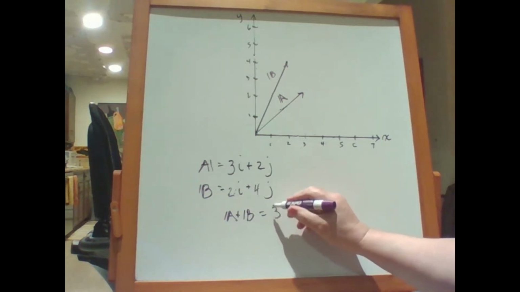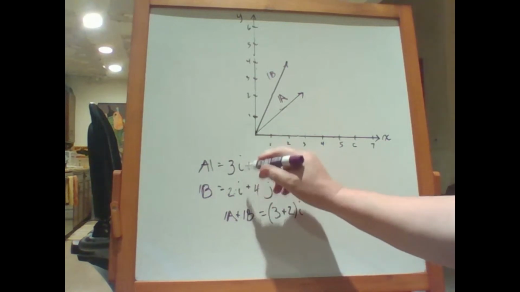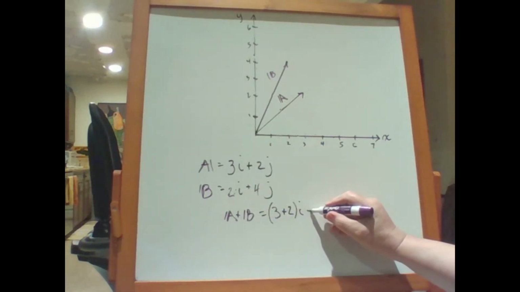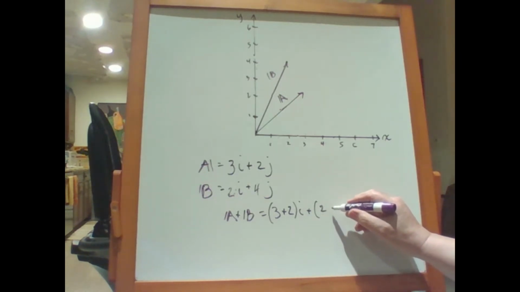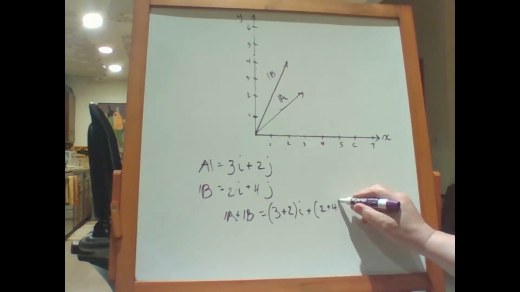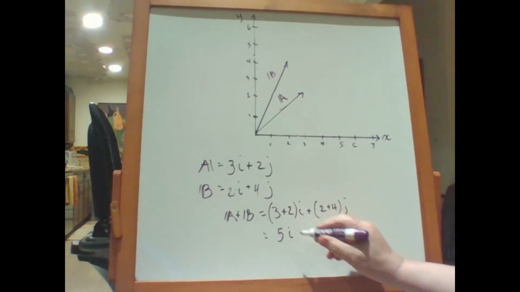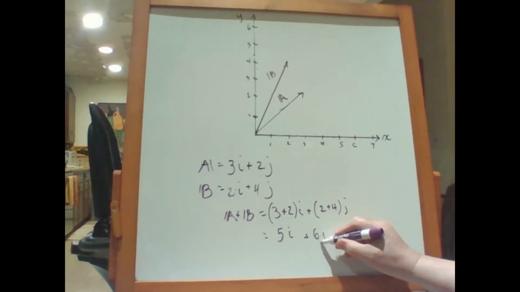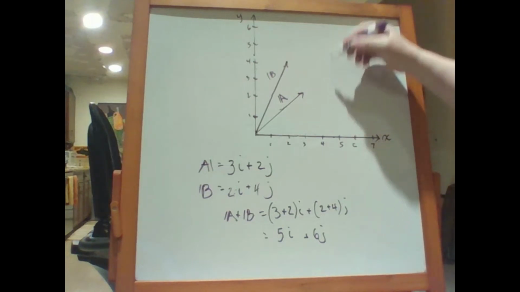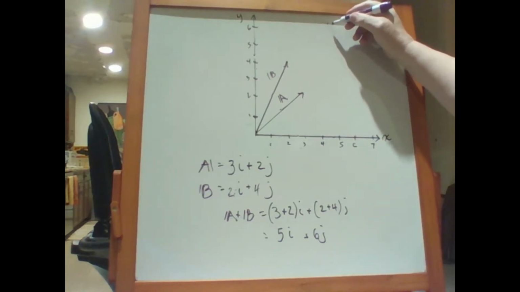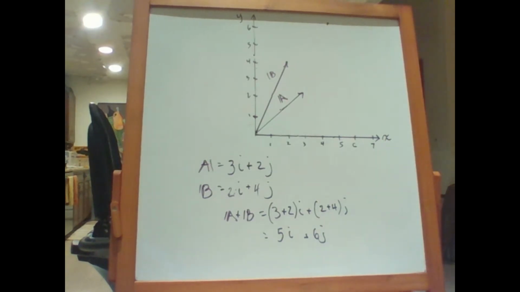So we have A plus B equals 3I plus 2J. Again, we're adding the same components, plus 2 plus 4J, and that's equal to 5I plus 6J. So our resultant would be 1, 2, 3, 4, 5, and 6. It's all the way up here, so it'd be somewhere like that. And that's our resultant.